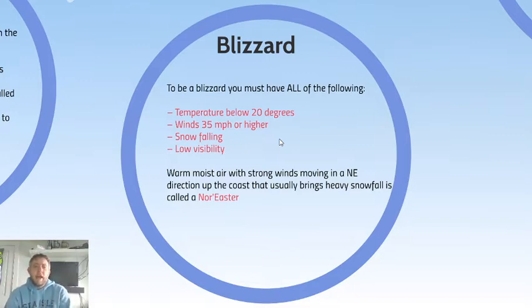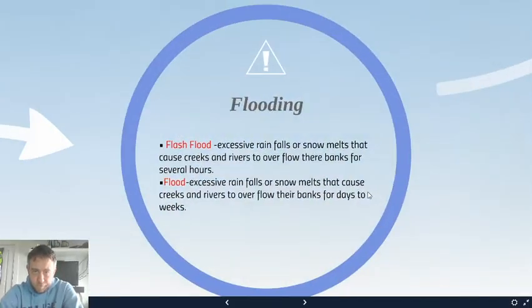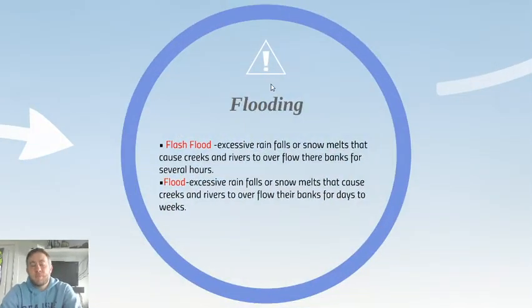All right, and when you get a special kind of blizzard, it's called a nor'easter. You get warm, moist air coming up from the south, and you get strong winds coming from the northeast. It's moving towards the northeast. It's called a nor'easter. All right, those are the biggest snowfalls of the year that we get. Didn't have any this year though. So flooding. All right, since we live by the Susquehanna River, we have some flooding.